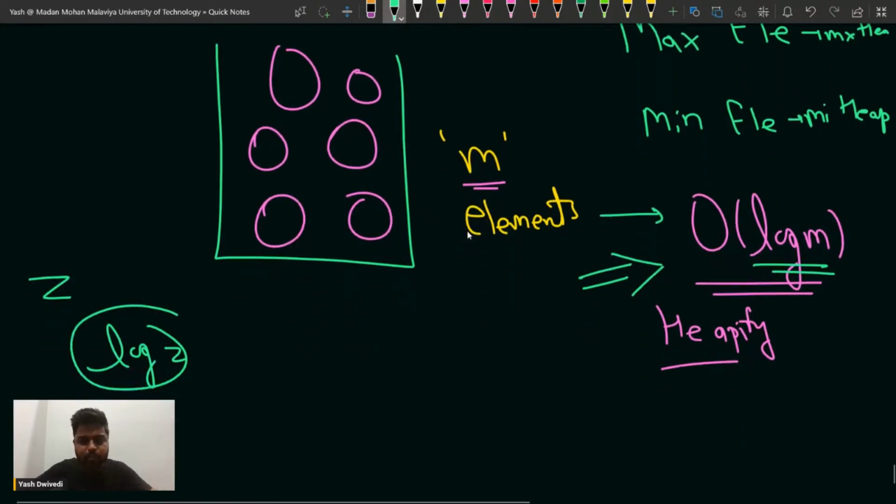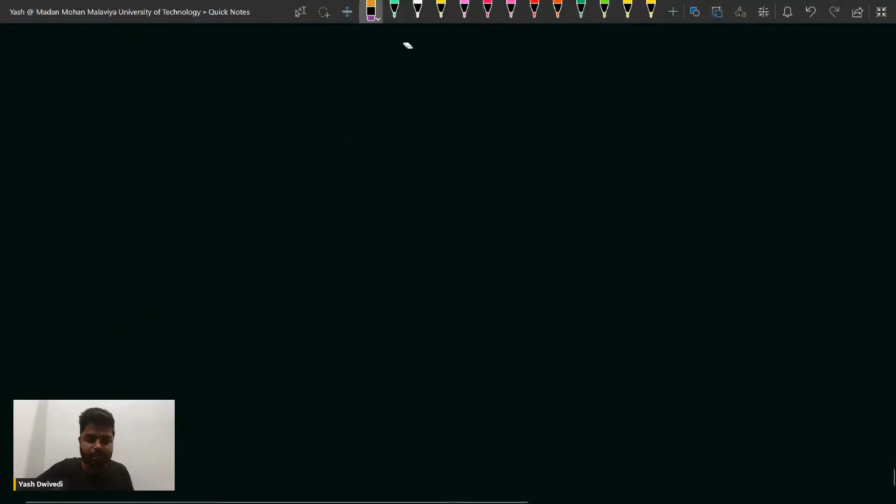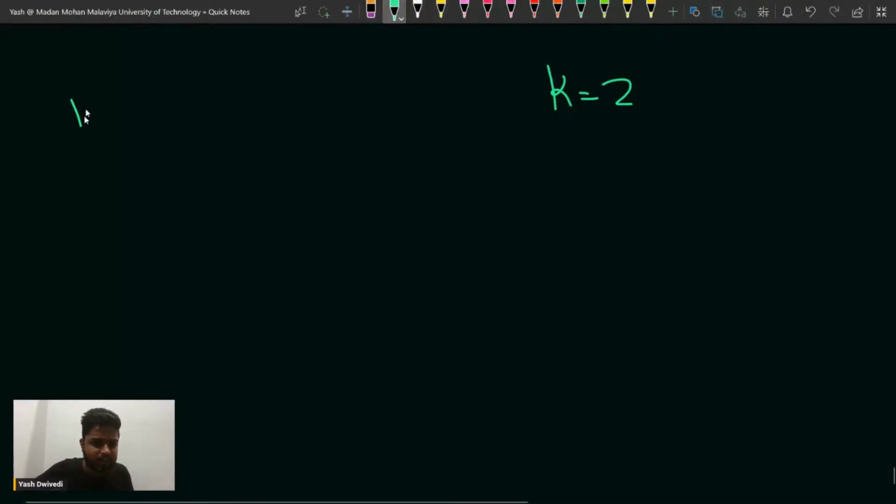Now moving on, you will observe one thing. Let's take this example. We have been given the k value as 2, and the number of elements is 5, which we will not consider. Now we have the array: 12, 5, 787, 1, and 23 as well.